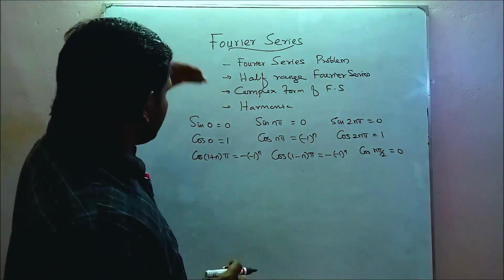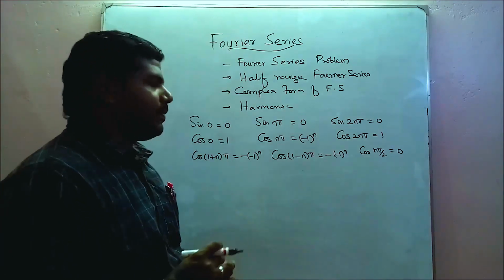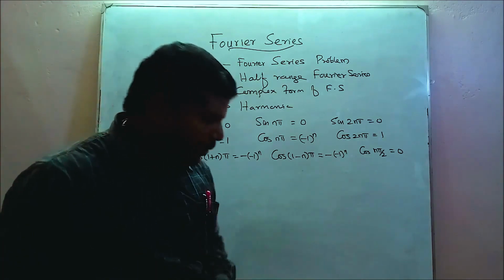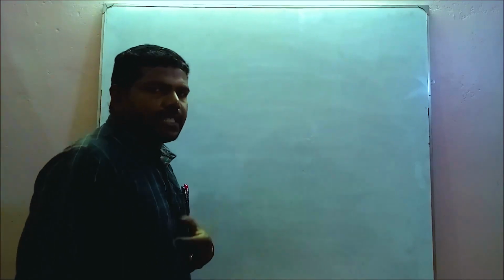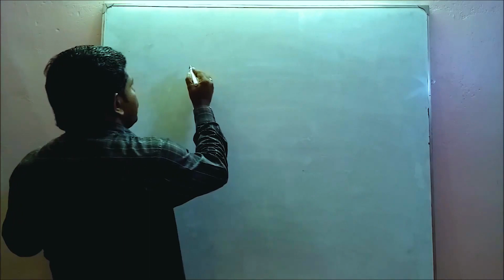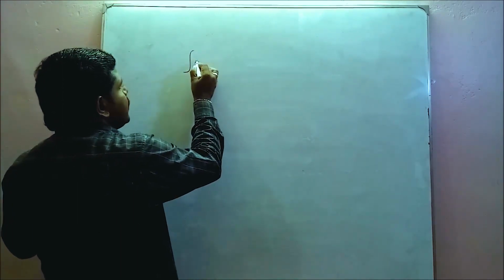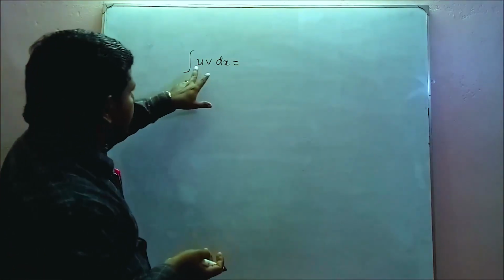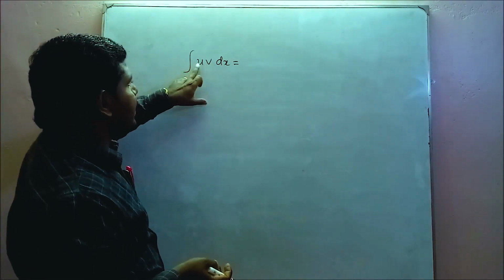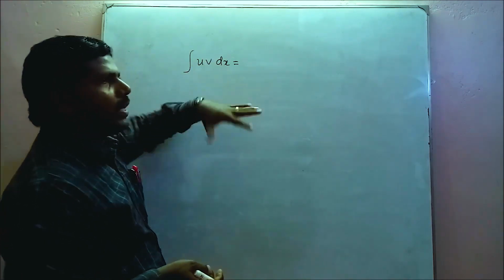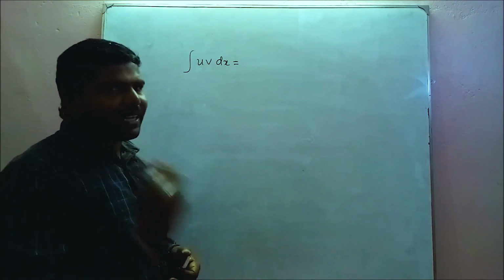So suppose we have to do some problem from the Fourier series, we must know the formula for the Bernoulli's. So Bernoulli's formula is important. So the Bernoulli series is also important for the Fourier series. So you know the Bernoulli formula for integral of u v dx. So whenever comes the product of two functions in which one is the polynomial and another one is the trigonometric or the exponential, we can apply the Bernoulli.